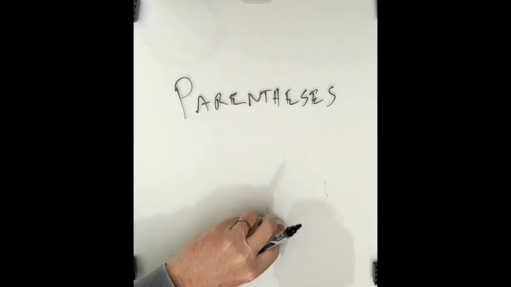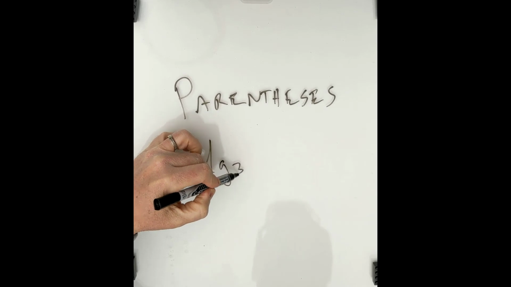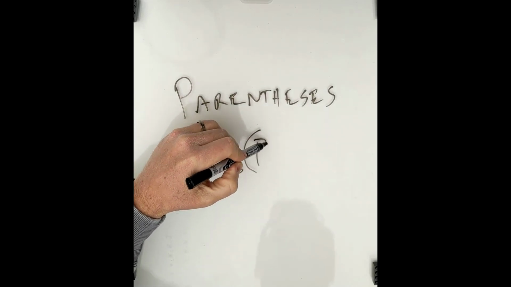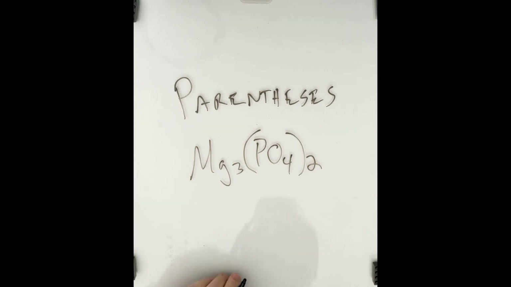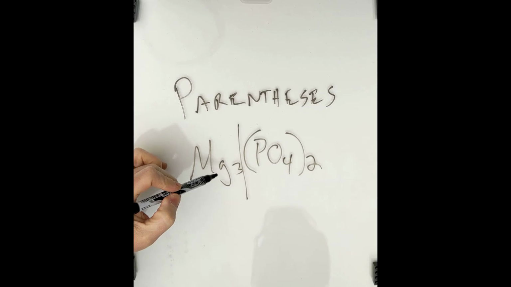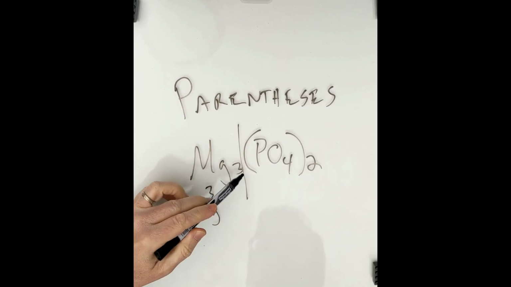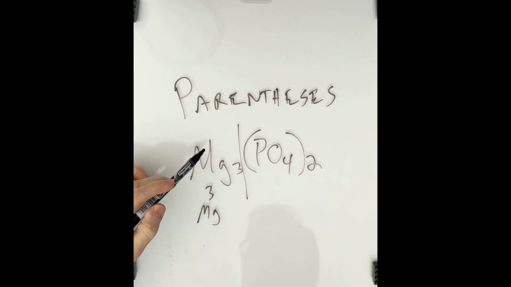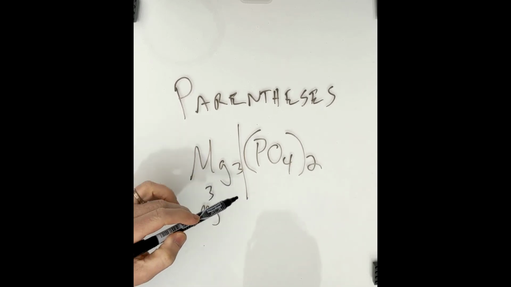And just to look at one more example, Mg3(PO4)2. So here we go again. We've got subscripts all over the place. We've got magnesium with a 3, so that means there's 3 magnesium. That's pretty straightforward. The capital letter M, little g, that's one element, with the 3 means there's 3 of those.